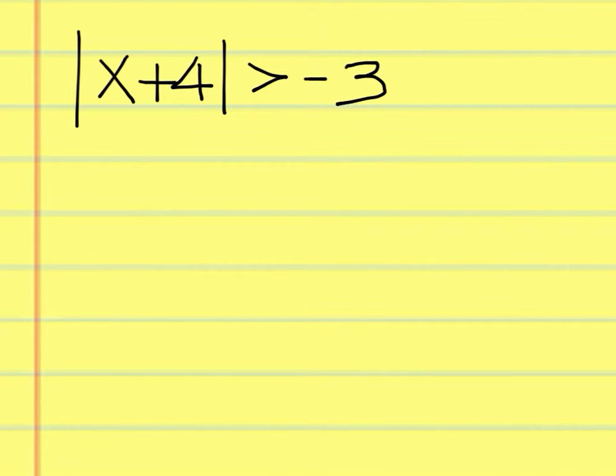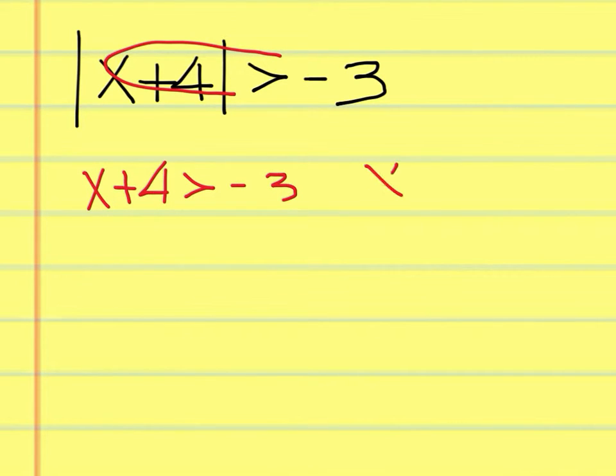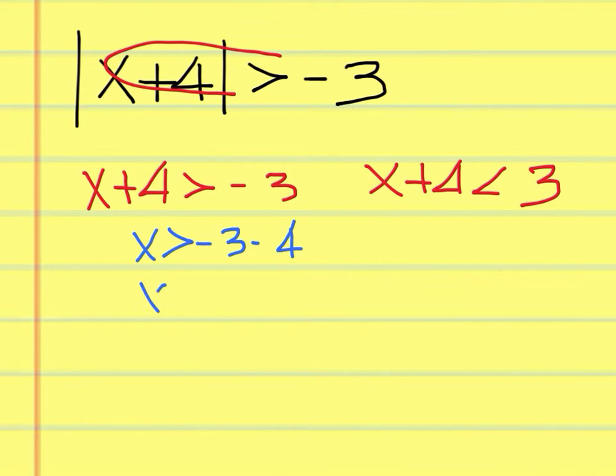So I'm going to do the work on this and show you what would happen if you worked it out. And so that when you see this scenario later on, you'll understand what happened. So x plus 4 greater than negative 3 and x plus 4 less than positive 3. If I solve it, I get x greater than negative 3 minus 4, which is a negative 7. And then on the right side, x less than 3 minus 4 comes out to be a negative 1.